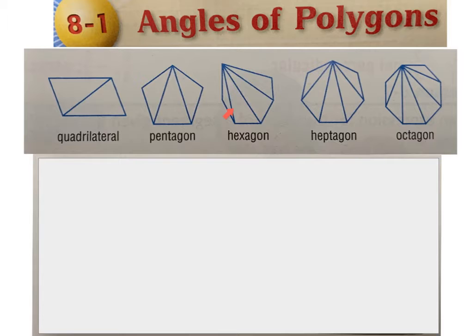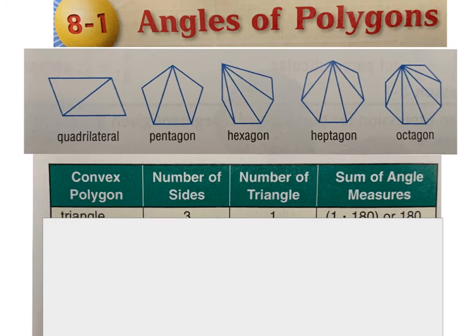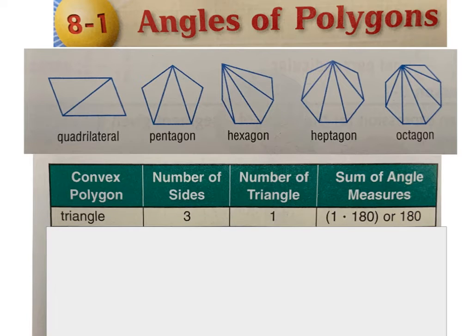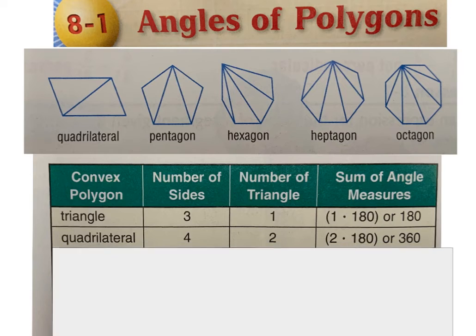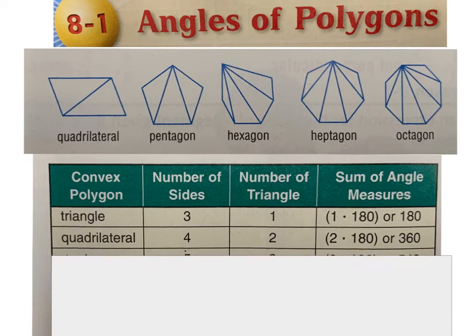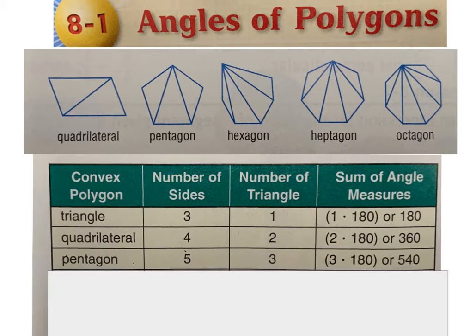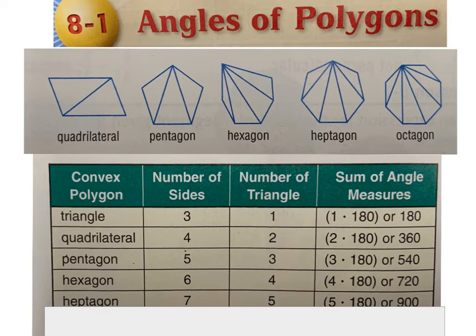How many does that have? 4, right? Heptagon has? 5. There should be a pattern you're seeing. Octagon has? 6. And so if you look, triangle has 3 sides. There's 1 triangle in it, so 1 times 180. Quadrilateral has 4 sides. There are 2 triangles, 2 times 180. Pentagon has 5 sides. There are 3 triangles. 6 is 4.